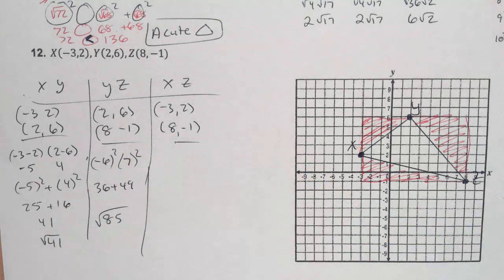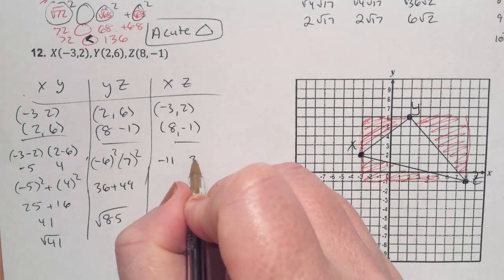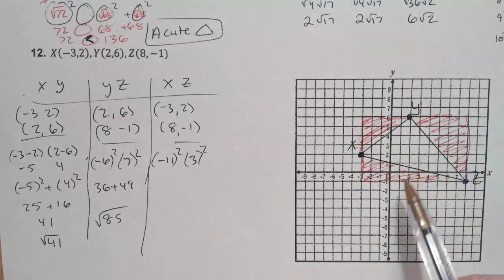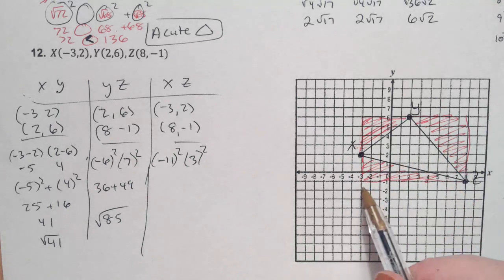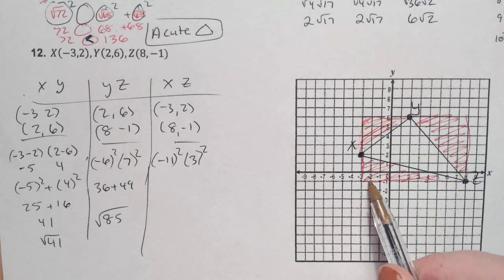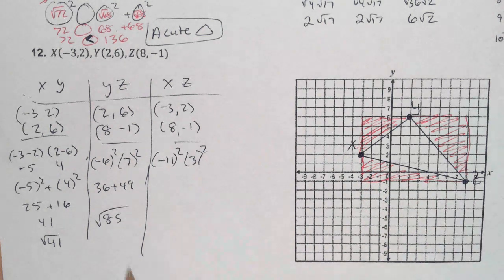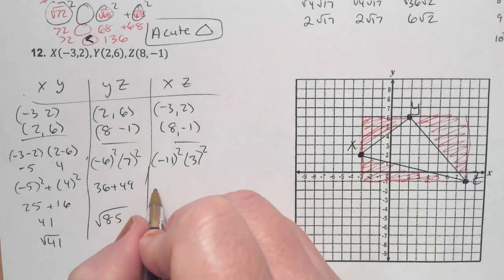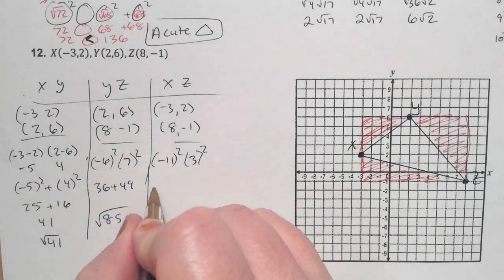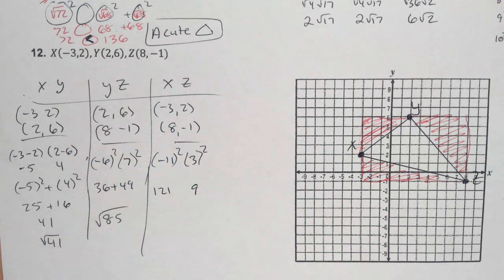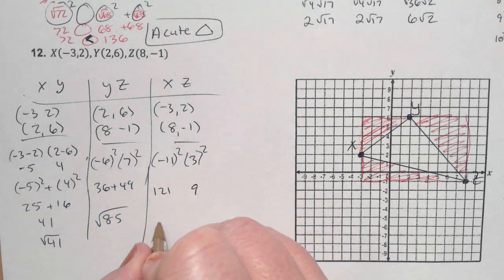And then finally, over here, negative 3 minus an 8, we get a negative 11. 2 minus negative 1, we get a 3. And we're saying that this is an 11 by 3 triangle, so x to z. So let's see, 1, 2, 3, yep. 1, 2, 3, 4, 5, 6, 7, 8, 9, 10, 11. So yes, it's a 3 by 11 triangle, just double checked. 11 squared is 121. 3 squared is 9. Add those two together, and you get 130.